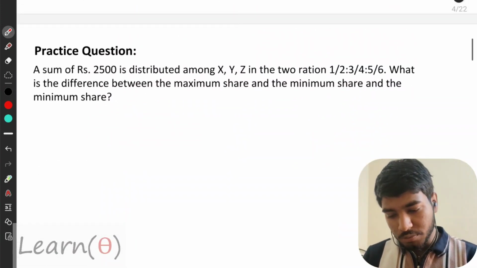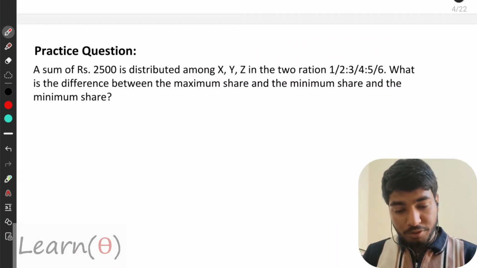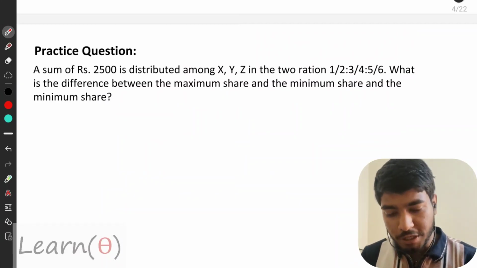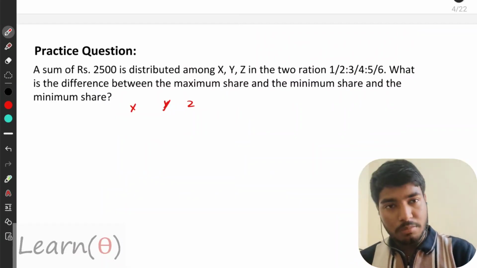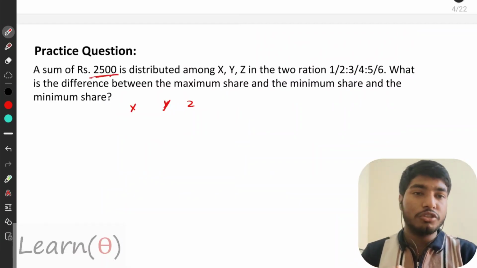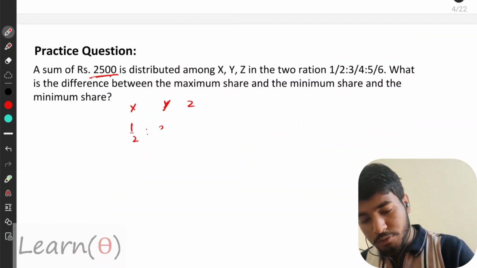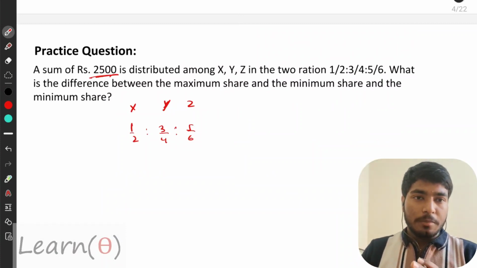Okay, the question is this: if the sum of rupees 2500 is distributed in the ratio 1/2:3/4:5/6, what is the difference between the maximum and the minimum share? Okay, I think I should help with this. So there are three people, X, Y and Z. The amount of 2500 is distributed among X, Y and Z in the ratio of 1/2:3/4:5/6. Okay, so how to solve this?